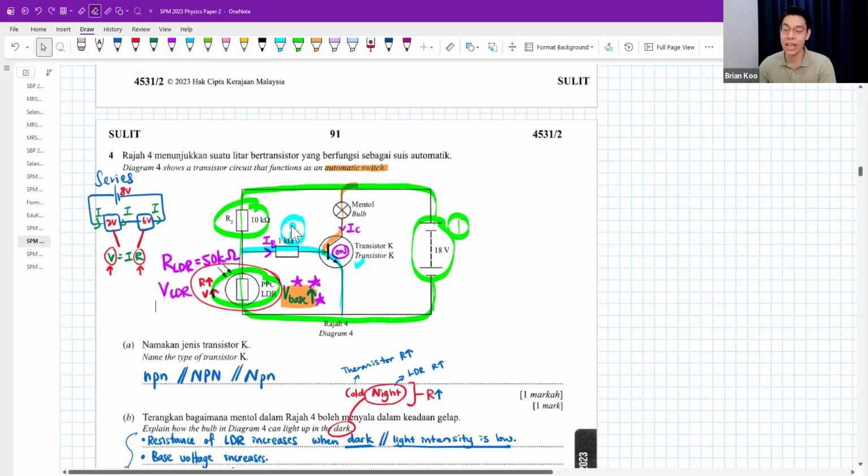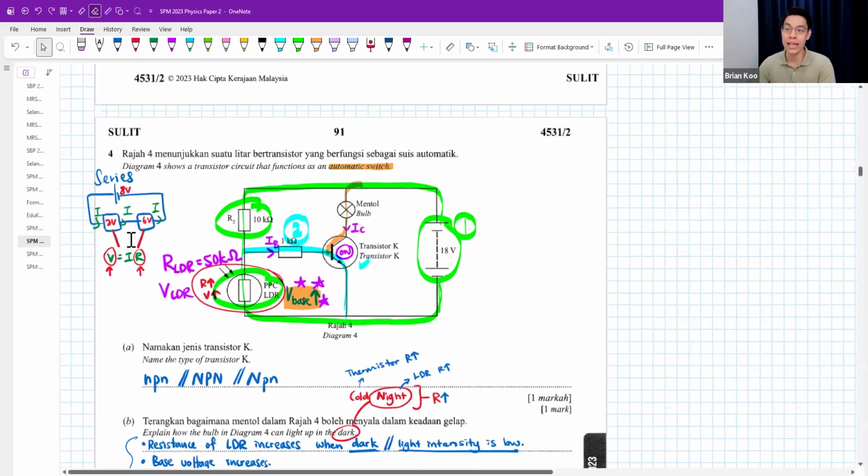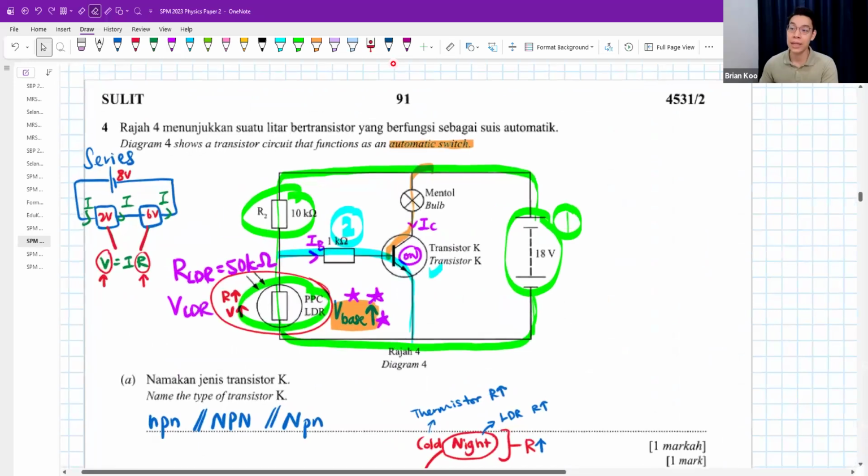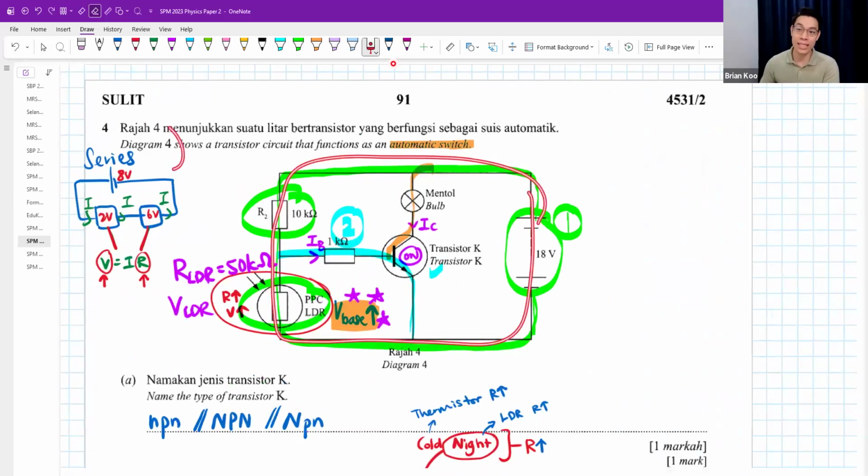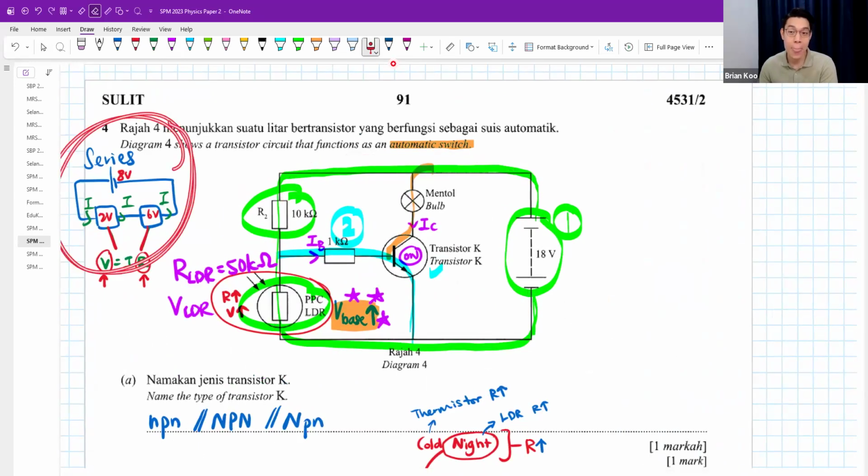For this kind of question, I always say you have to understand this green color concept. You have to understand this series idea that the voltage is going to share. How does it share? It depends on the ratio of the resistance.